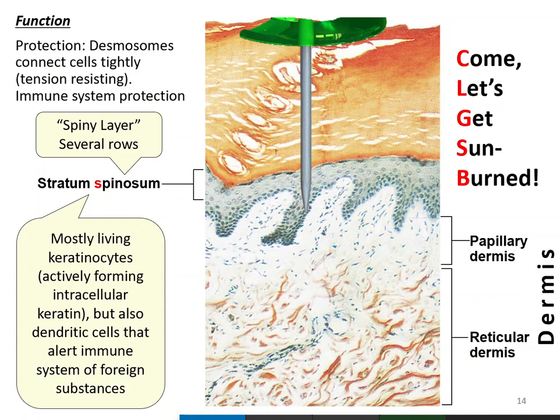So fourth layer down here, we have the stratum spinosum, also known as the spiny layer, composed of several rows of cells. The cells are living keratinocytes. They're forming intracellular keratin here, but there's also different kinds of cells called dendritic cells that can be found at this layer. And they're like your early immune system alert cell.